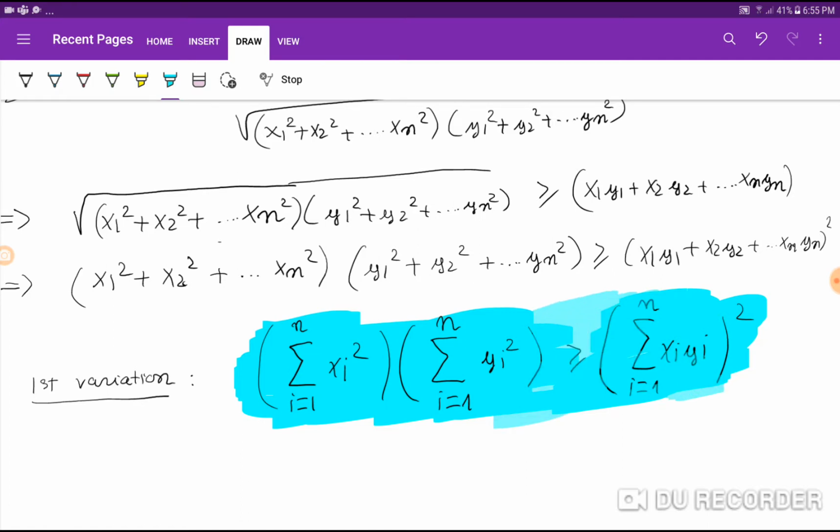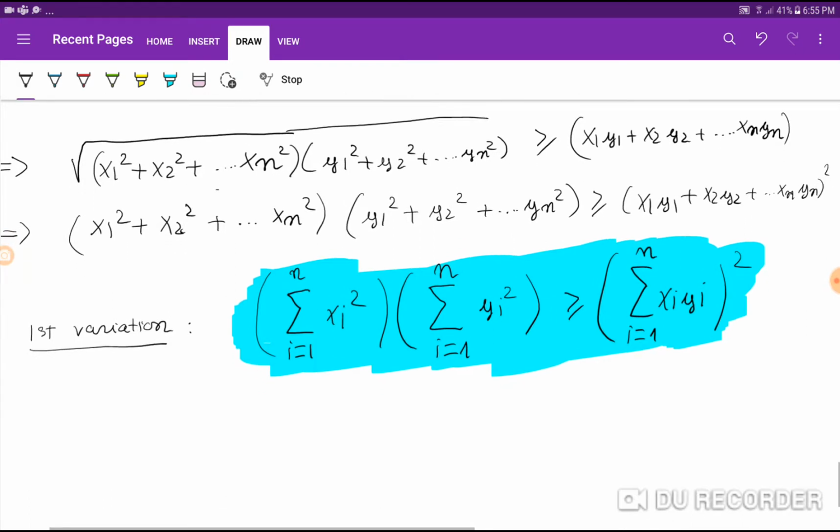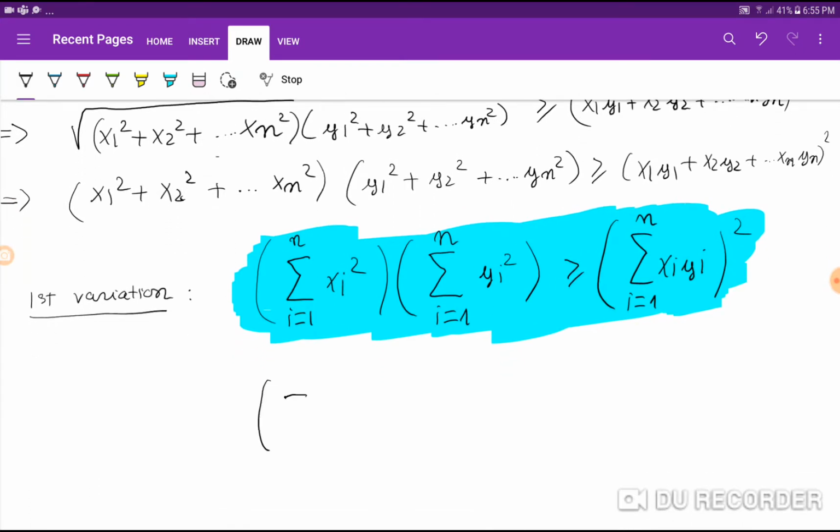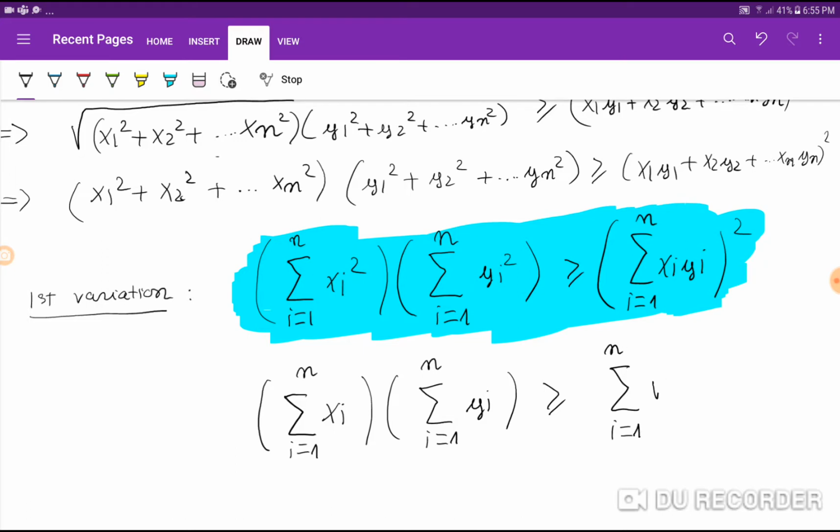Okay, and the second variation is like they write like this. They write the sum of i equal to 1 to n of xi times the sum of i equal to 1 to n of yi greater than or equal to the summation of i equal to 1 to n of the square root of xi yi, squared. Oh, my bad. Oh, yeah. No, it's correct. Yeah, so basically the same thing. So instead of xi, you write square root of xi.